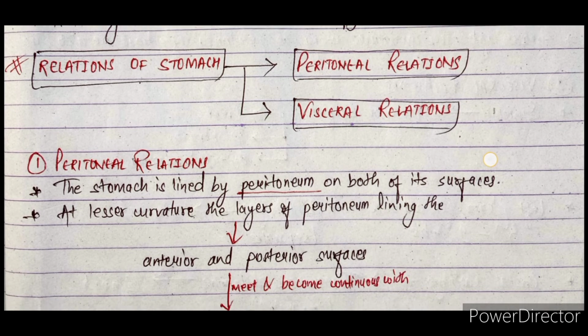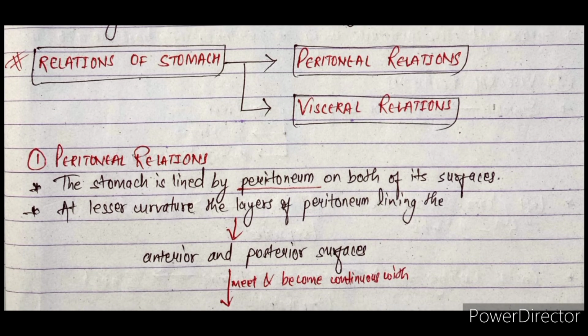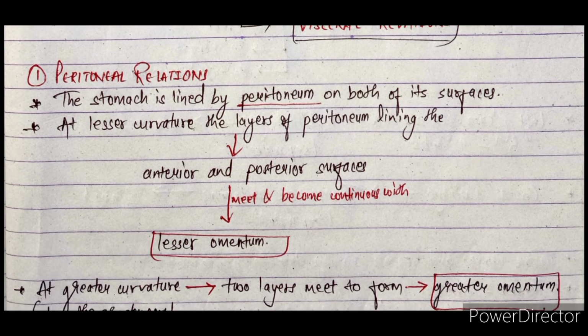Now we will see about the relations of stomach. So, we have to study about the peritoneal and visceral relations of the stomach. First, let's see peritoneal relations. So, the stomach is lined by peritoneum on both of its surfaces.